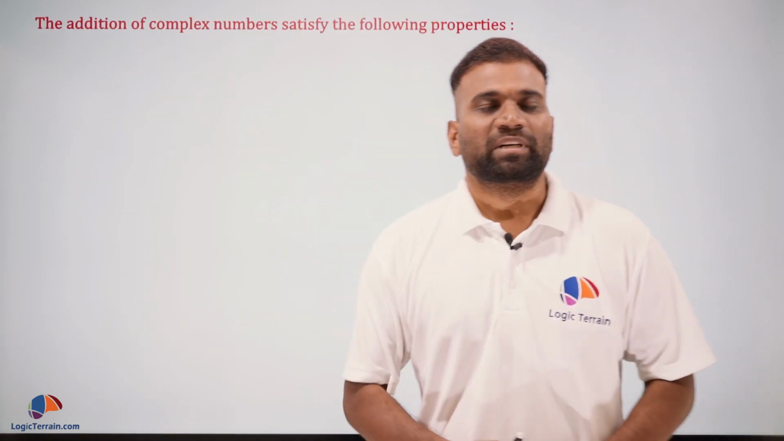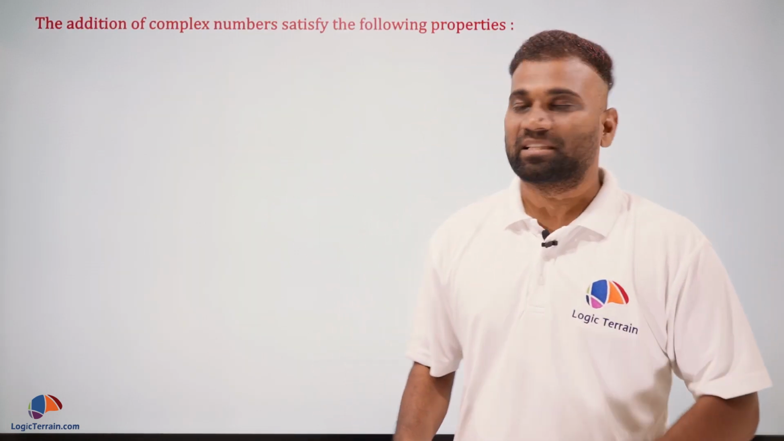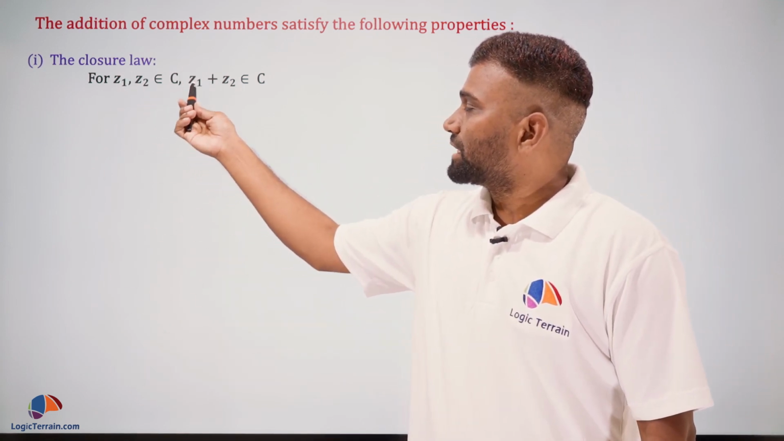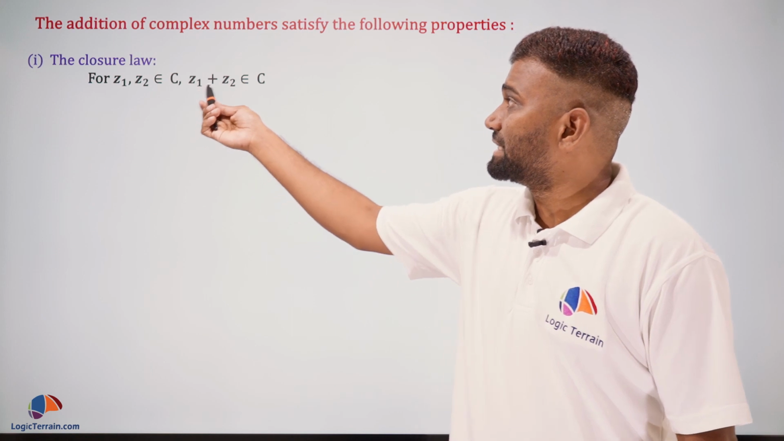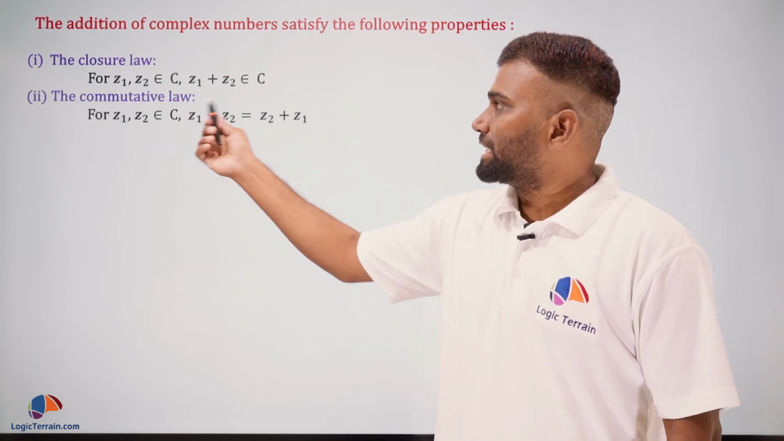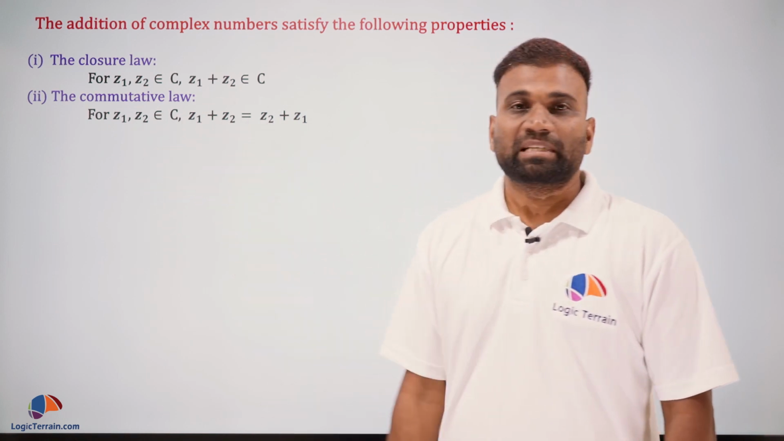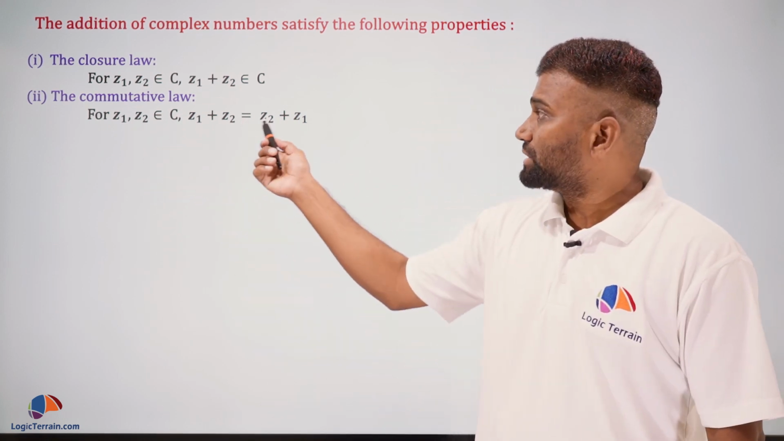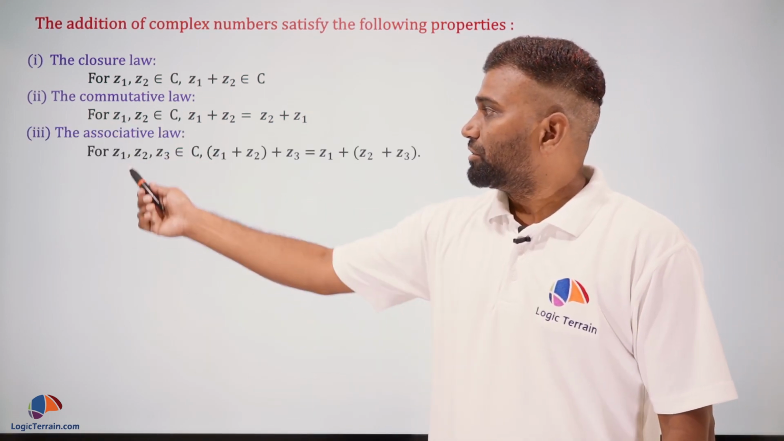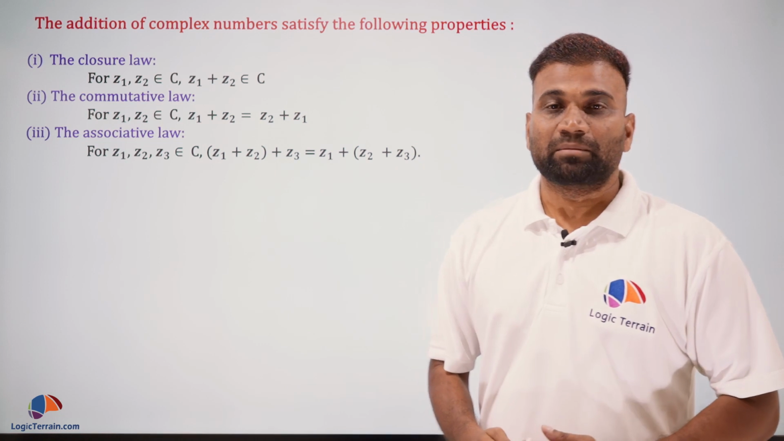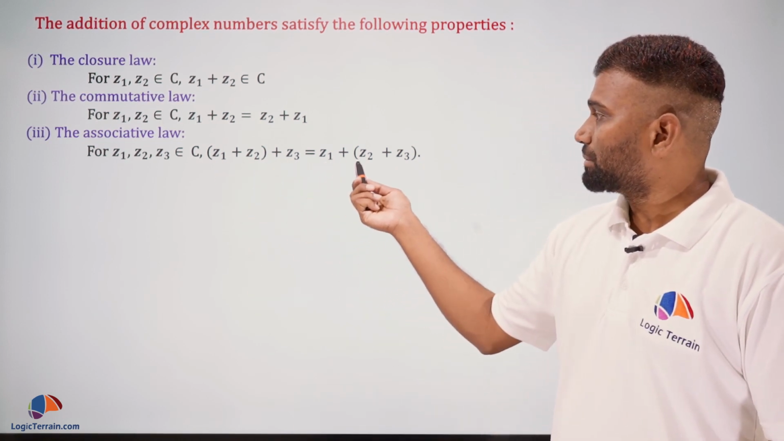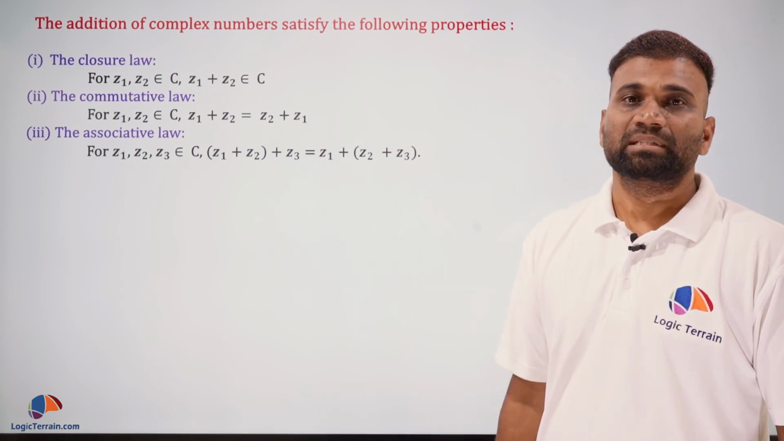Here are the following properties which satisfy addition of complex numbers. Closure law. For z1 comma z2 belongs to C, that is complex numbers, then z1 plus z2 also belongs to complex numbers. Commutative law. For z1, z2 belongs to complex numbers, then z1 plus z2 is equal to z2 plus z1. Associative law. For z1, z2, z3 belongs to complex numbers, then bracket of z1 plus z2 plus z3 is equal to z1 plus bracket of z2 plus z3.